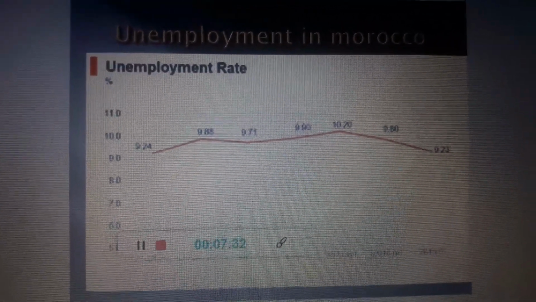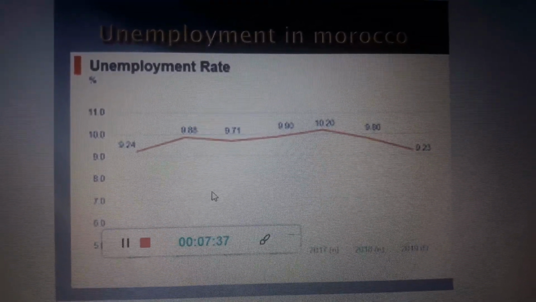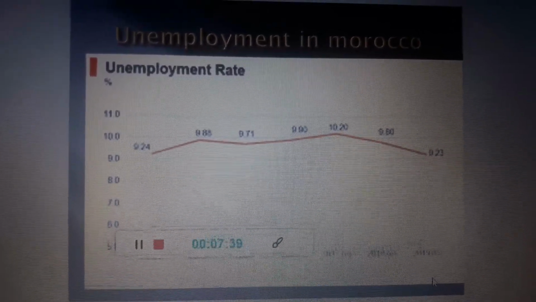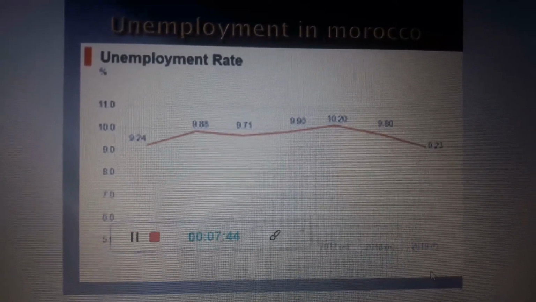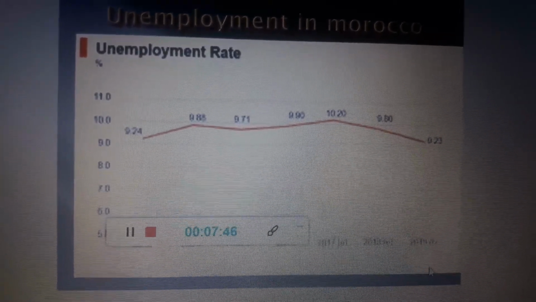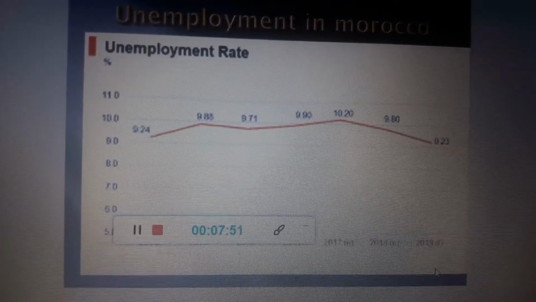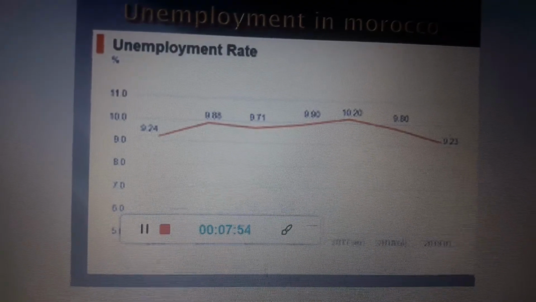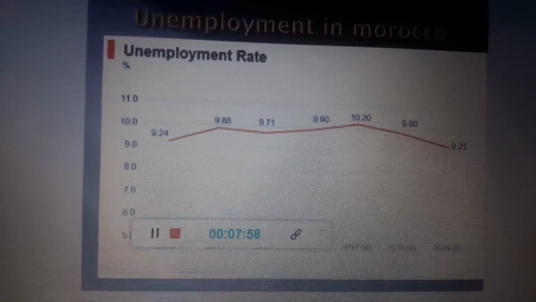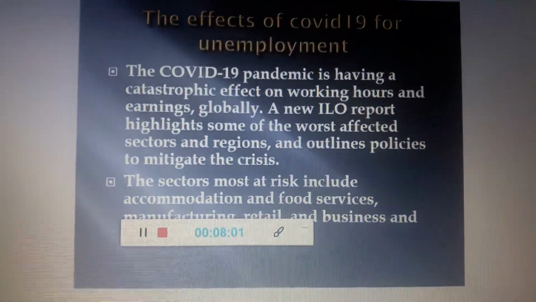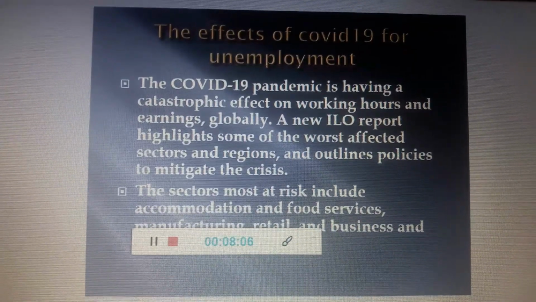Now we will talk about unemployment in Morocco, and this statistic is from 2010 to 2019. As we see, the number averages nine, so it's stable at nine, and it's a big number if you compare it with other countries. Now we will talk about the effect of COVID-19 on unemployment.